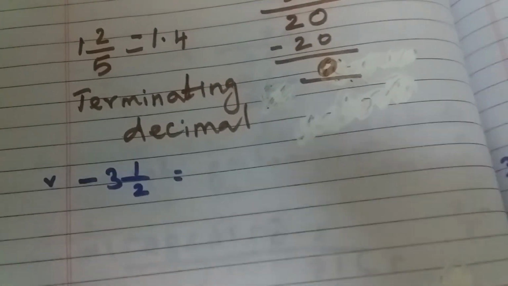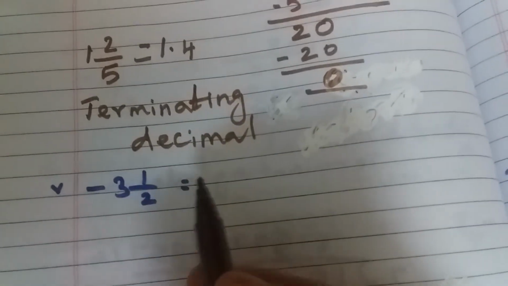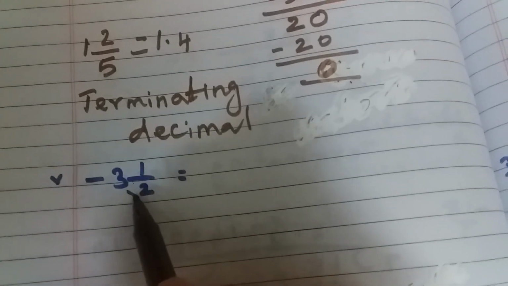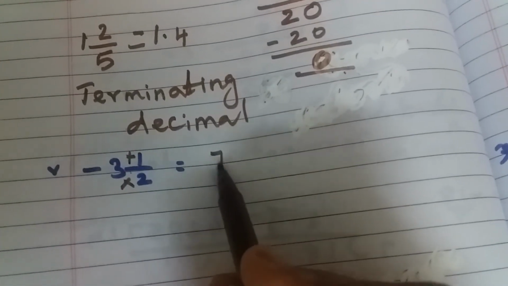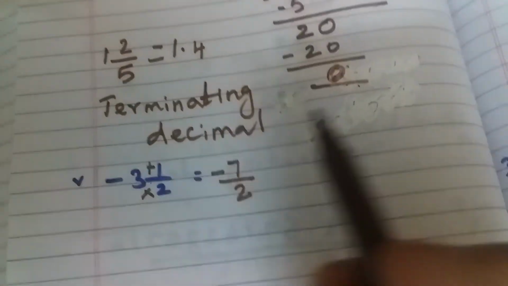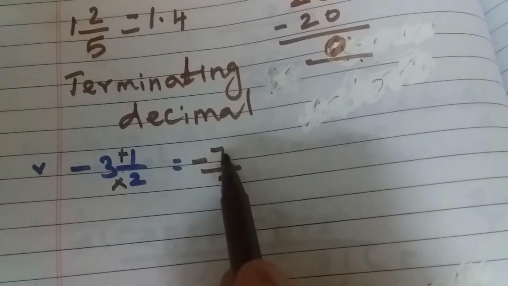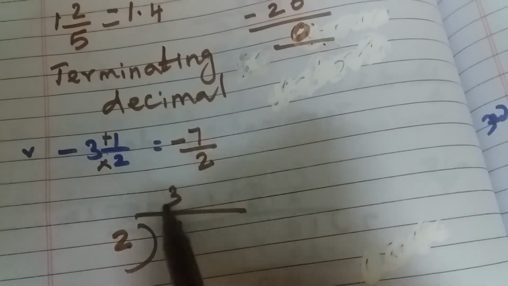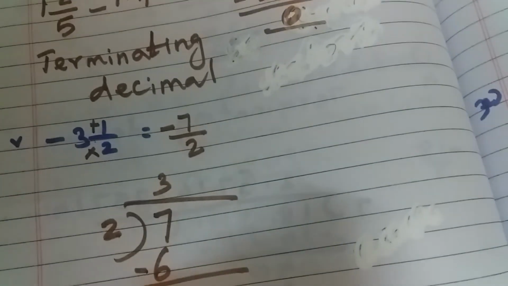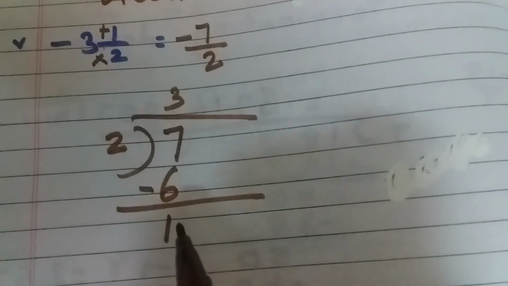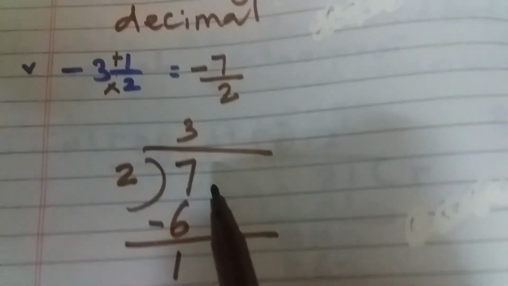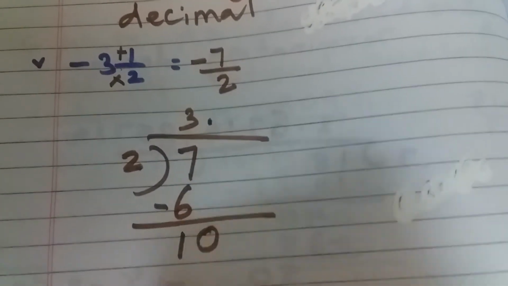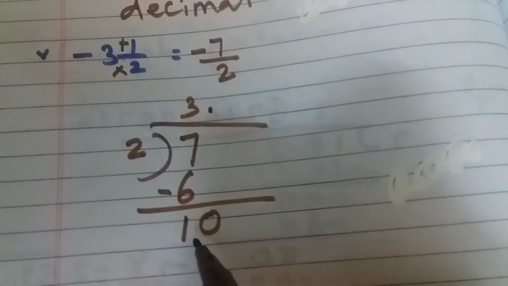Now try one more. Minus 3 1 by 2. What does it mean? First it is a mixed fraction. Convert into improper. 2 3s are 6. 6 plus 1 is 7 by 2, and it is minus here. Okay, it is negative. So now 7 inside and 2 outside. So divide. 3 2s are 6. 7 minus 6 is 1. Now, do you have the next number to bring down? No. So what do we do? Keep a point in the quotient and put 10.